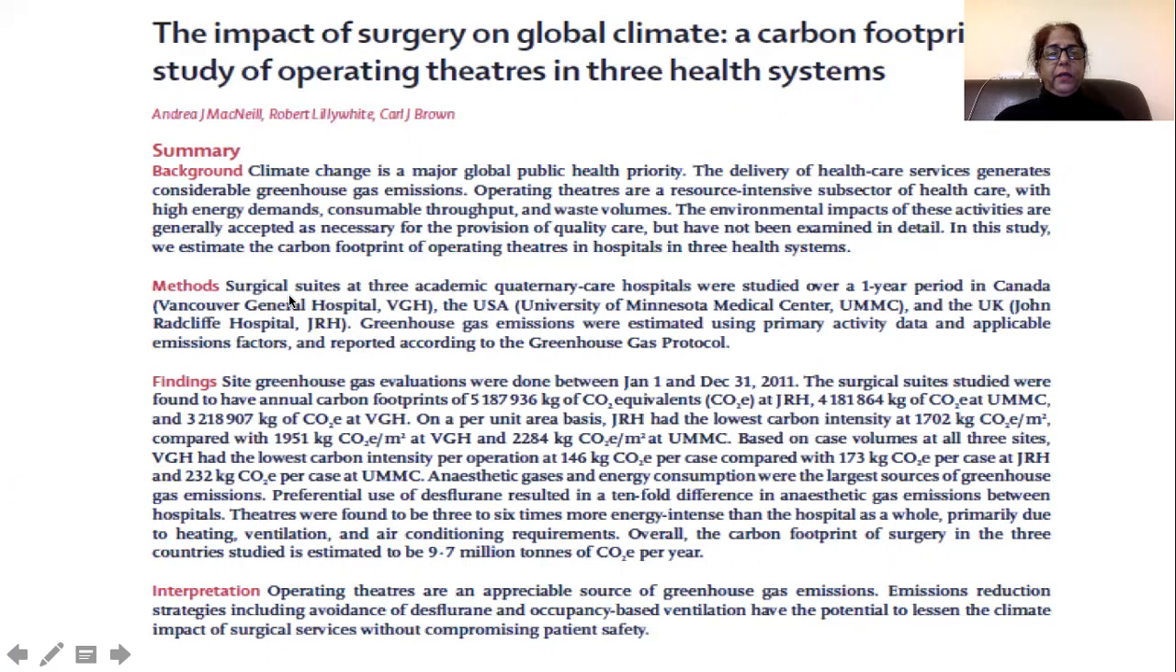The impact of surgery on global climate was beautifully analyzed by McGain. What they did, the surgical suites of 3 academic institutes were studied over a 1 year period, and it was seen that approximately at John Radcliffe Hospital, 51 million kg of carbon dioxide equivalent were released, and in Minnesota, 41 million, and in the Vancouver General Hospital, around 32 million. And it was interpreted that operating theaters are an appreciable source of greenhouse gas emissions.